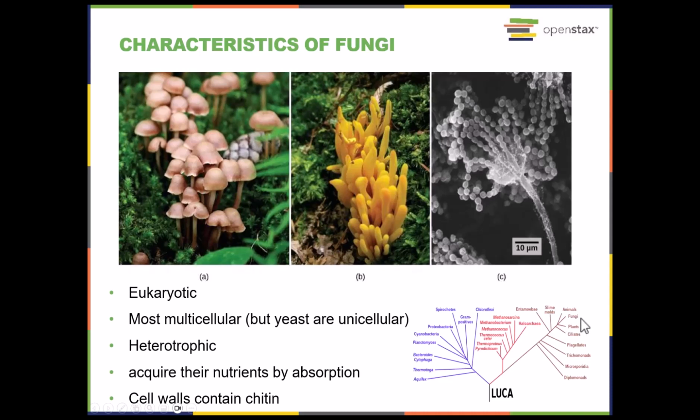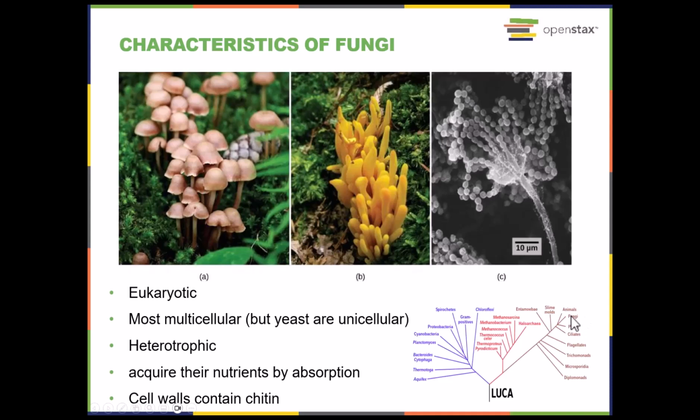They have to consume their food. Now, one of the differences between animals and fungi, they're both heterotrophic. When animals consume their food, they ingest it and then they break it down. When fungi consume their food, they break it down and then they absorb it across their body. That's why we say here they acquire their nutrients by absorption.